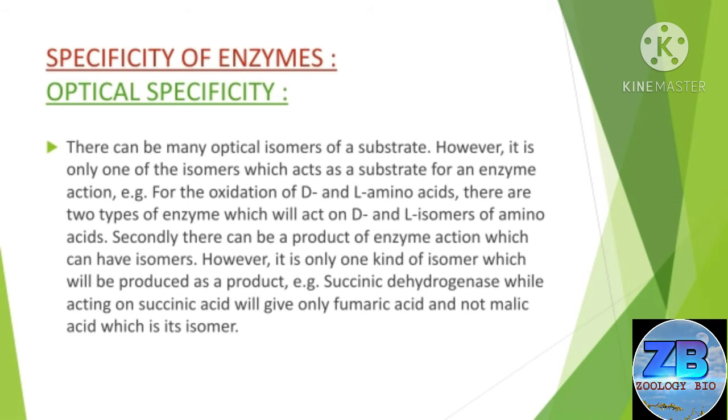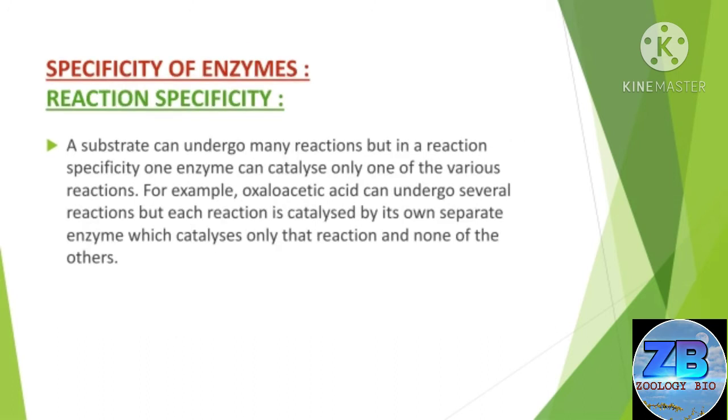Secondly, there can be a product of enzyme action which can have isomers. However, it is only one kind of isomer which will be produced as a product. For example, succinic dehydrogenase, while acting on succinic acid, will give only fumaric acid and not malic acid, which is its isomer. And now the second one is reaction specificity.